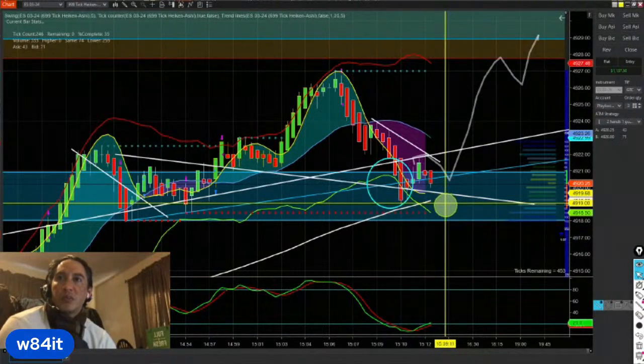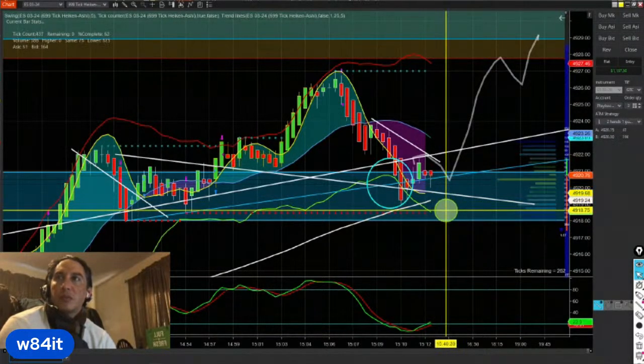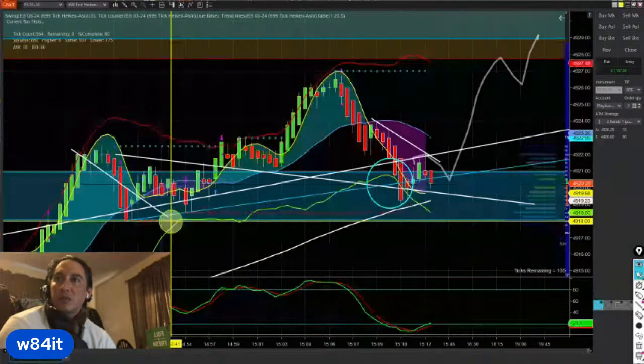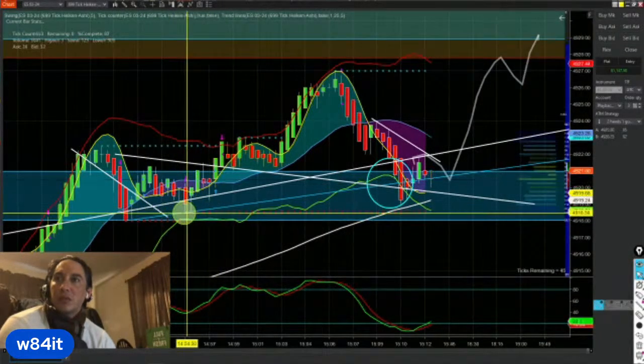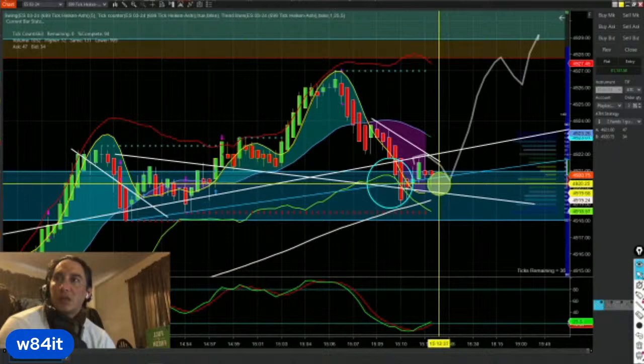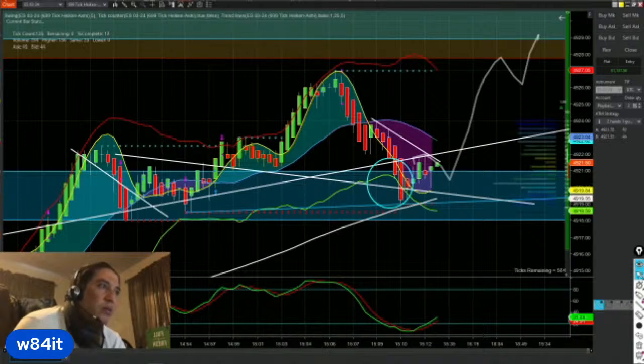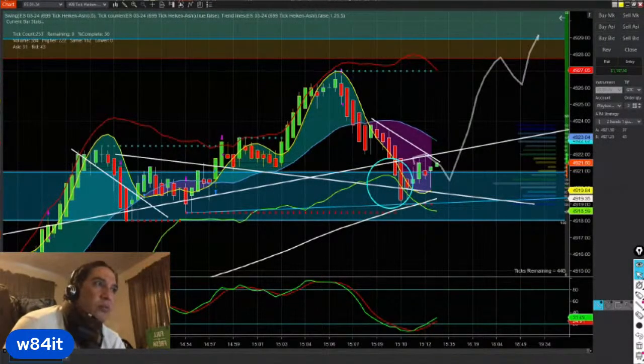Okay, here's your second push down. And that's going to go into this area back here. Then we're going to look over here, make sure we don't have volume spiking. I don't see that right now.